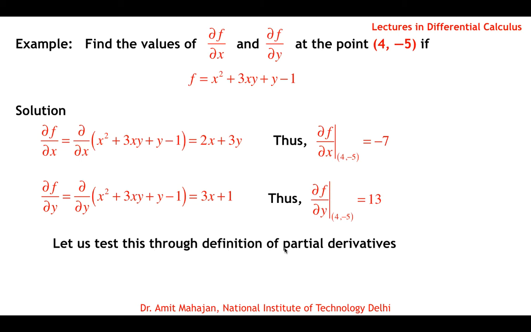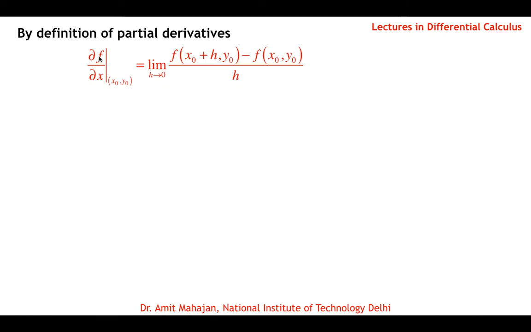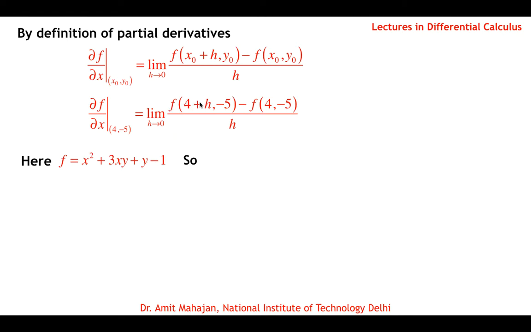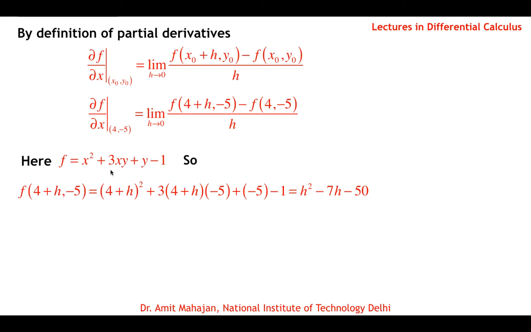So let us test this through the definition of partial derivatives. By definition, the partial derivative of the function with respect to x at any point (x naught, y naught) is this limit, provided this limit exists. At the point (4, -5), we substitute x naught as 4 and y naught as minus 5. Since the function is given, we can calculate the function at (4 plus h, -5) and the function at (4, -5). Putting x as 4 plus h and y as minus 5, we get h square minus 7h minus 50. For the function value at (4, -5), simply put h as 0, and we get minus 50. So f at (4, -5) is minus 50, and we can substitute these two quantities on the right hand side and find the limit.